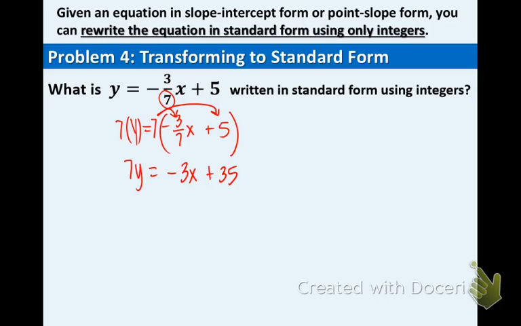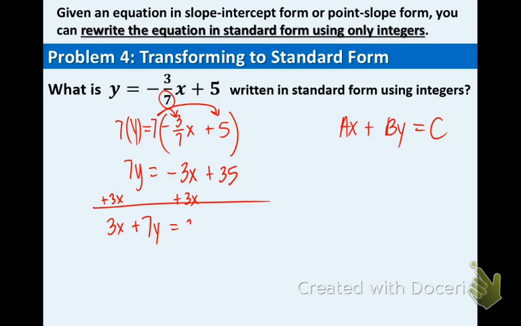Awesome, the fraction's gone. Now we need to get it into the form ax plus by equals c, that is standard form. And all we need to do is add the 3x to the other side. 3x plus 7y equals 35. And that is the answer. As you can see, all the numbers in front of the variables are integers. So we completed this task.